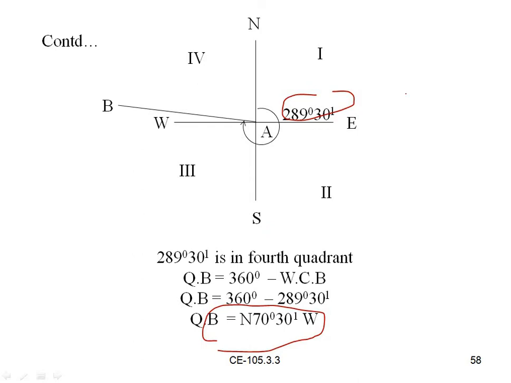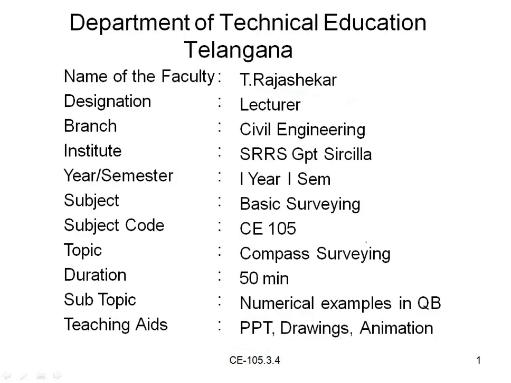So finally today we have learned regarding the conversion of whole circle bearings to reduced bearings. Let us see now the numerical examples on quadrantal bearing.